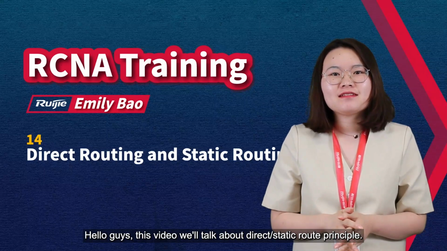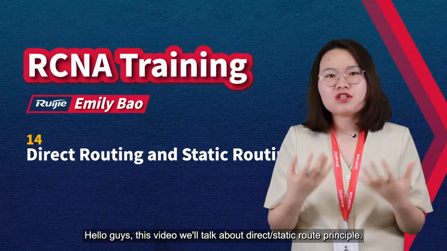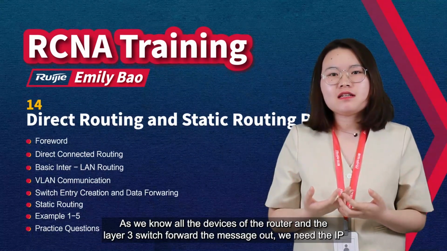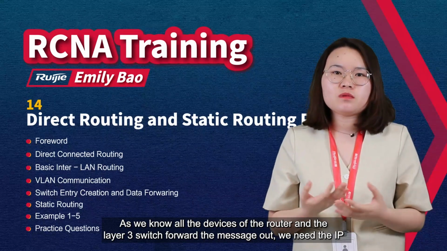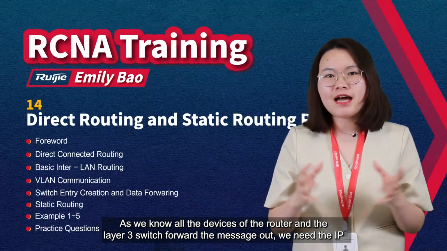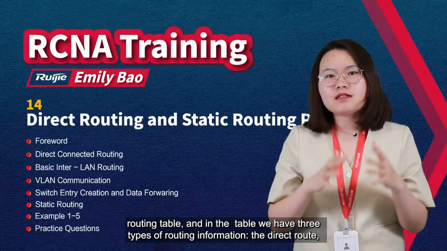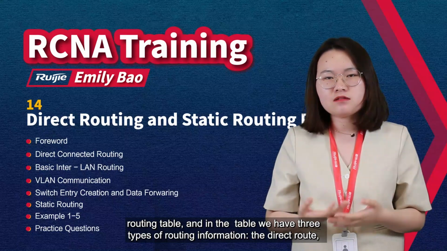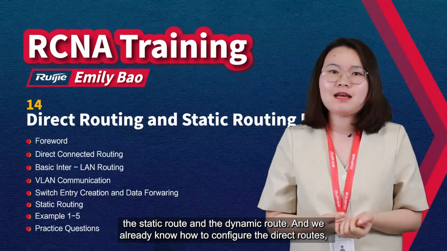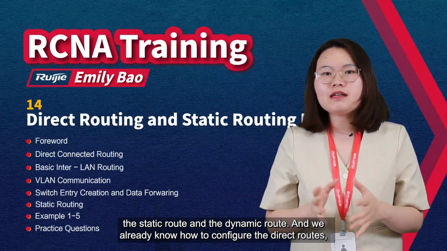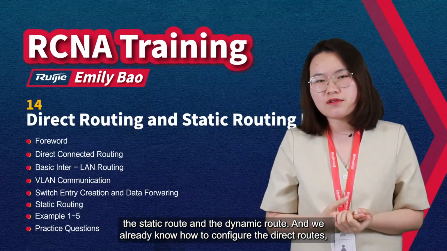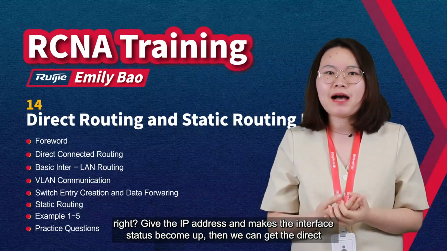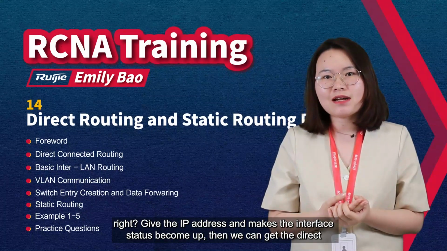Hello guys! In this video we will talk about the static route principle. As we know, for all the devices, the router and the layer 3 switch, to forward messages, we need the IP routing table. In the table, we have three types of routing information: the direct route, the static route, and the dynamic route. And we already know how to configure the direct route, right? Give the IP address and make the interface state become up. Then we can get the direct route.